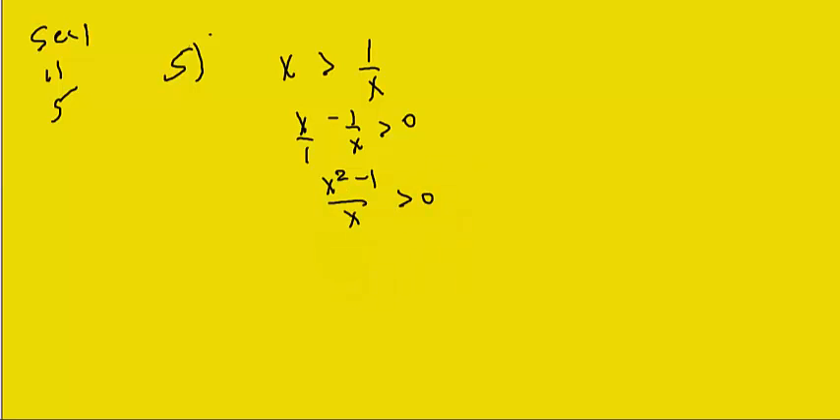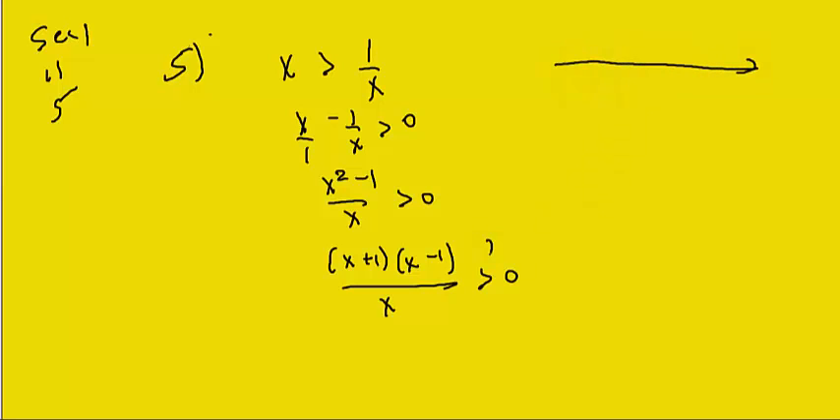I'm going to factor everything: x plus 1, x minus 1, all over x is greater than 0. Now I'm checking to see where this is greater than 0. These are critical numbers, so I have to do number line analysis. My critical numbers are 1 and -1 from the top, and 0 from the bottom. Those are all my critical numbers. Then I have to check each interval.